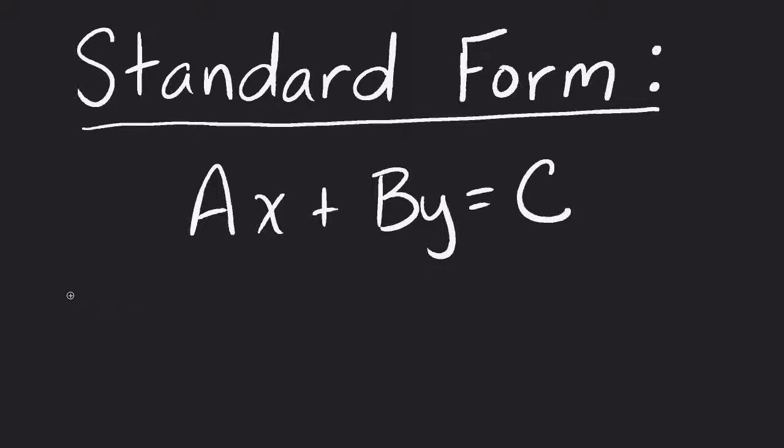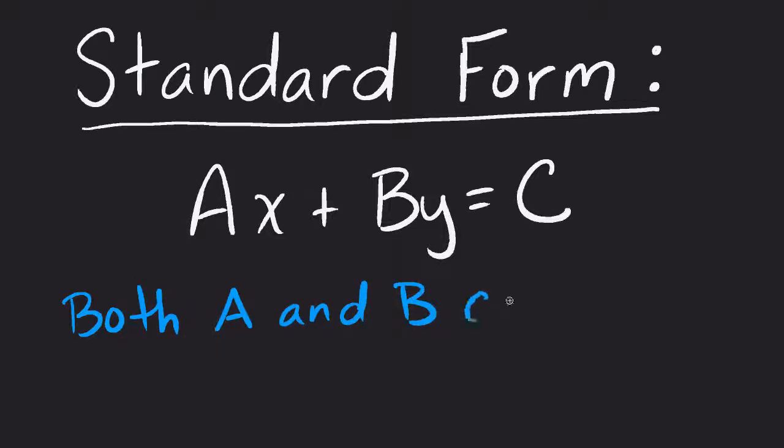First one is both a and b cannot be 0. Meaning you can't have 0 here and 0 here, because then we don't have an equation at that point. So one of them can be, but not both.